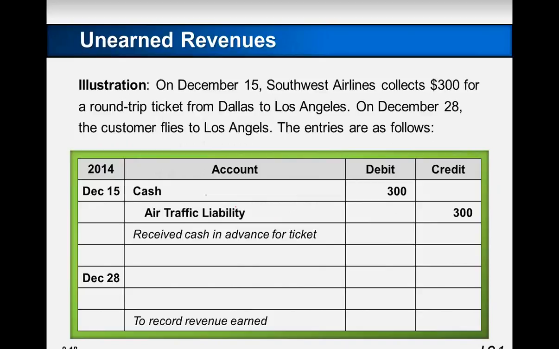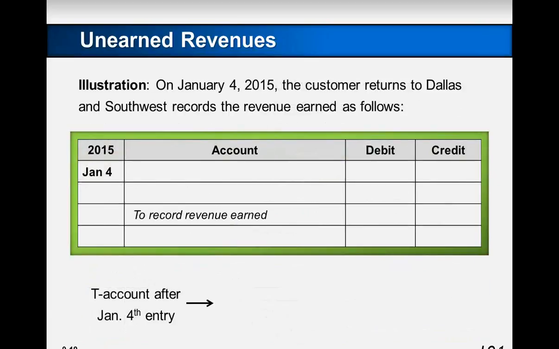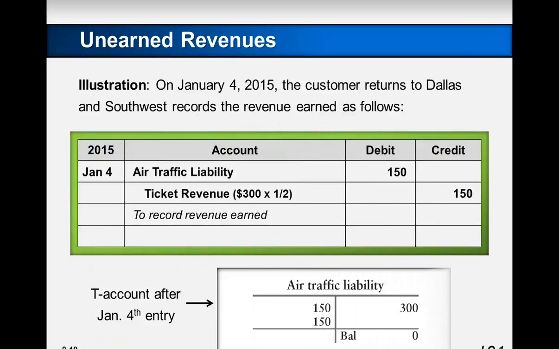Then on December 28th, they have now earned half of that money because it was a round-trip ticket. So they reduce their liability by $150 and record it as ticket revenue. When you fly back on your return trip back to Dallas, they record the other half, and reduce the liability to zero.